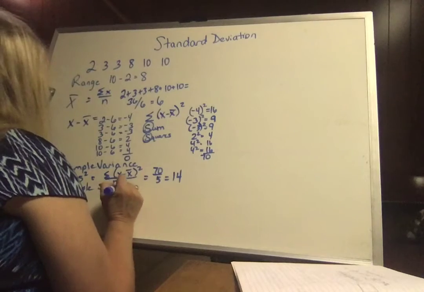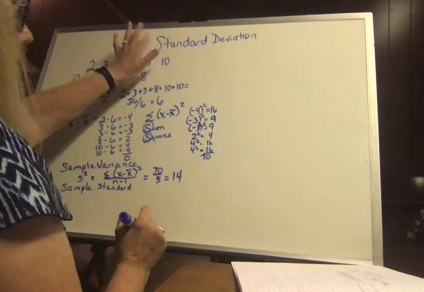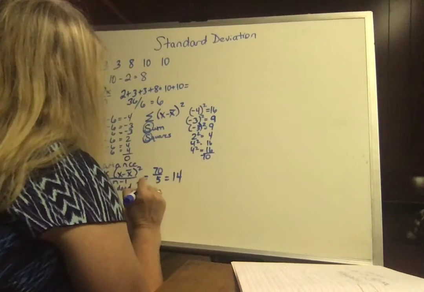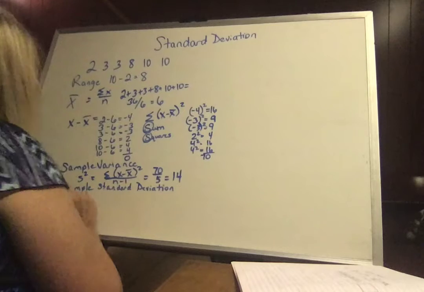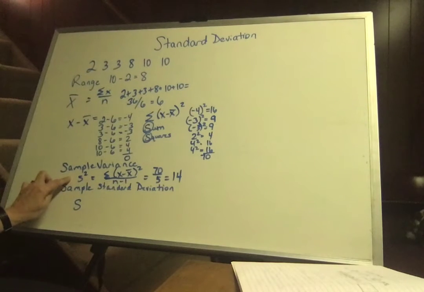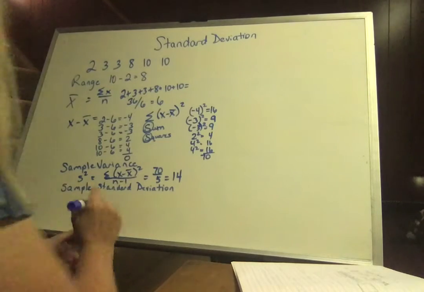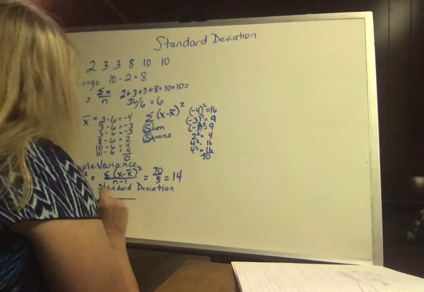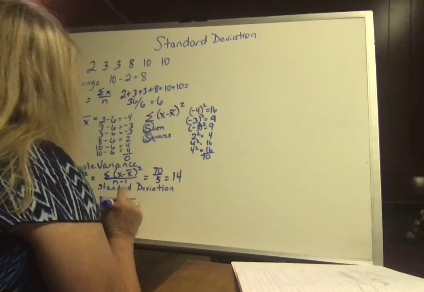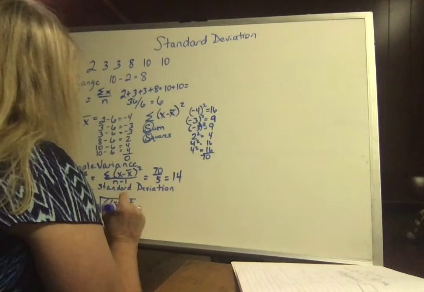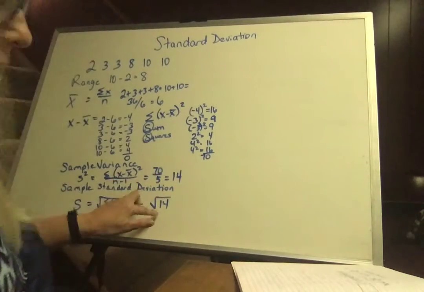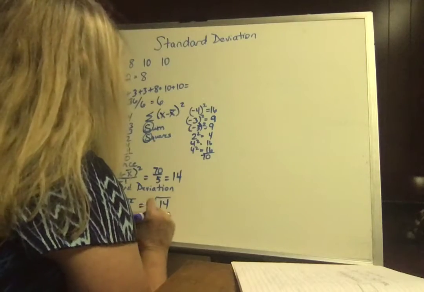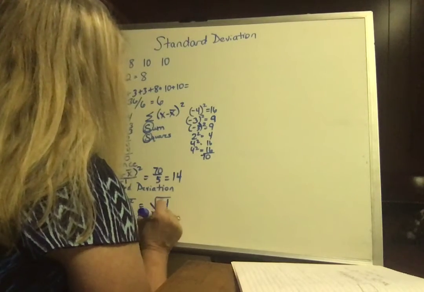Then sometimes they want the sample standard deviation. And the symbol they will use for it is S. So what's the difference of S squared and S? The opposite of squaring is square root. S is the square root of the sum of x minus x bar squared over n minus 1, or the square root of what we already had, 14, which is about 3.74.